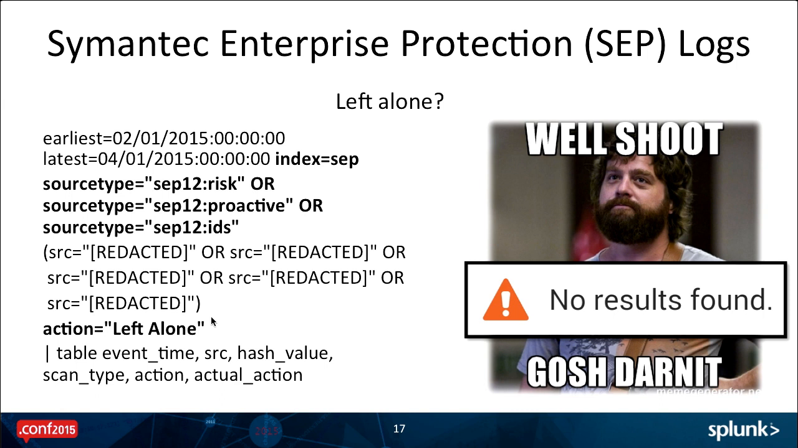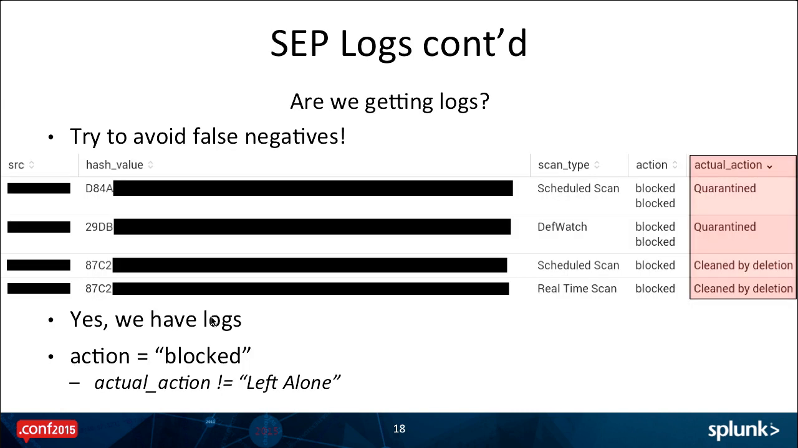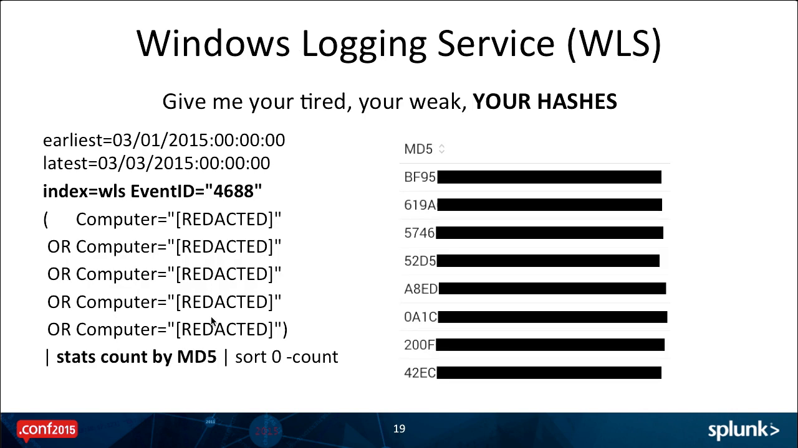To verify, we take out left alone and we run the search again. We do verify that we have logs. So we're seeing things, look on the right-hand side, things are being quarantined, they're being deleted. So yes, these 5 particular targeted hosts are sending logs from Symantec to us. That's good, that's very important to know. What else do we have?